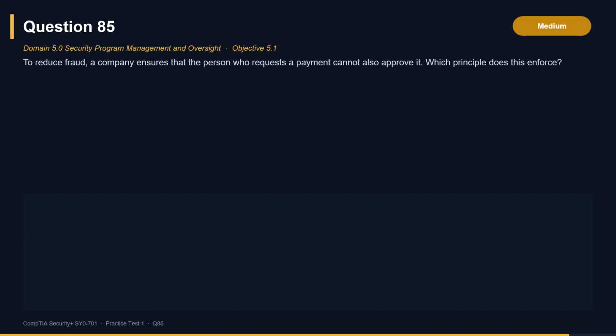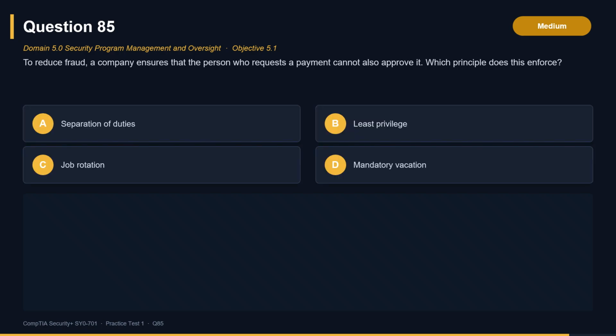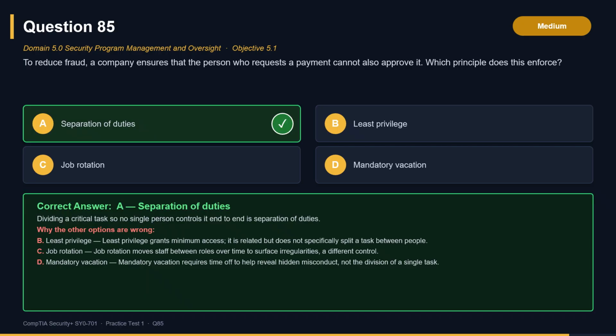Question 85. To reduce fraud, a company ensures that the person who requests a payment cannot also approve it. Which principle does this enforce? The correct answer is A, separation of duties. Dividing a critical task so no single person controls it end-to-end is separation of duties.